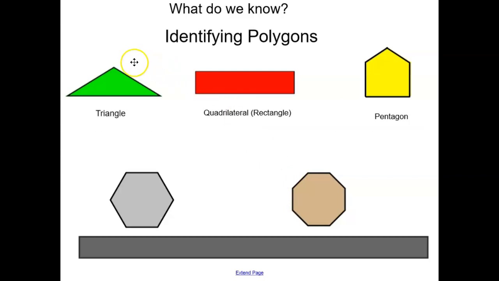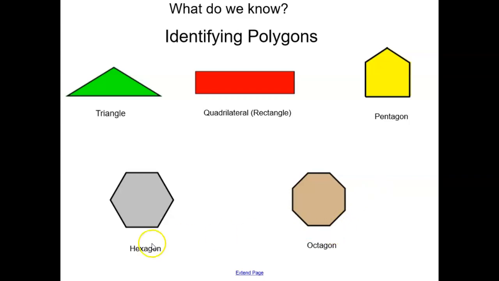So, were you able to determine that this first polygon is a triangle because it has 3 sides and 3 angles? Our second polygon is called a quadrilateral. It has 4 sides and 4 angles. This particular quadrilateral is a rectangle. We know that a 5-sided polygon is called, say it out loud, pentagon. Would you please say the name of the 2 remaining polygons when I point to them? This first polygon is a hexagon with 6 sides, and our final polygon is an octagon with 8 sides.